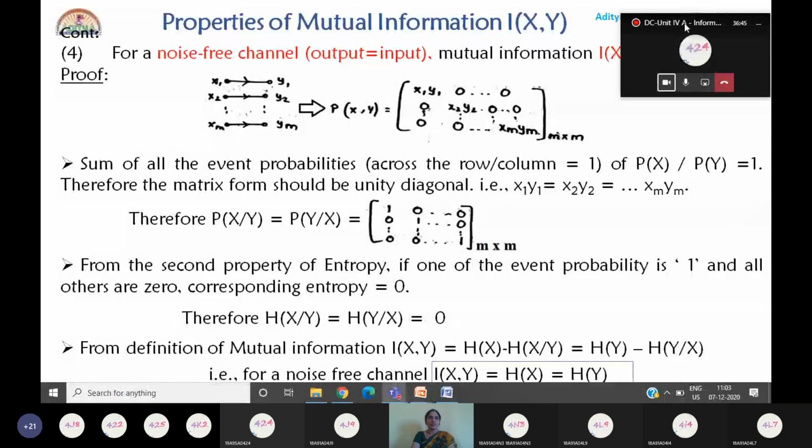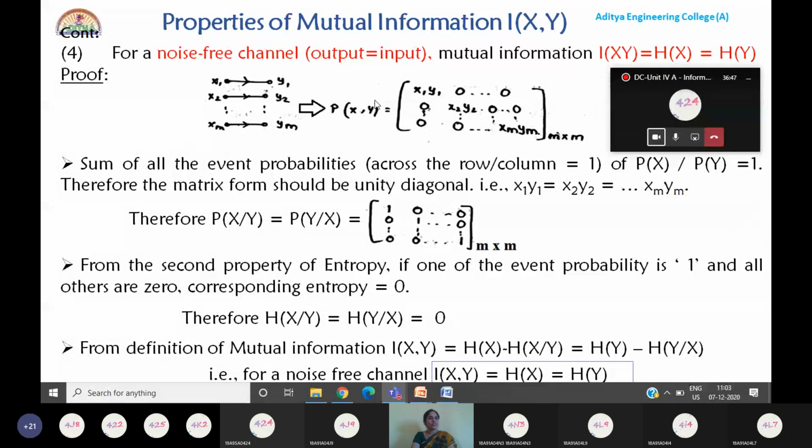Now, the fourth property of mutual information. What is the fourth property? For a noise-free channel, output is equal to input. Already you know, if the channel is noise-free, output matches directly to the input without any disturbance or distortion or any amplitude change. Mutual information I(X;Y) is equal to H(X), which is equal to H(Y).